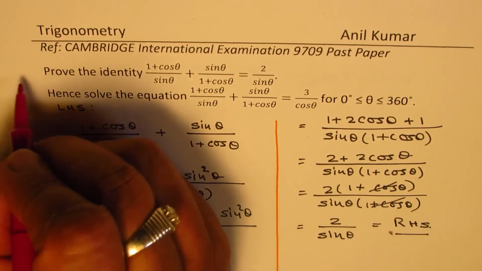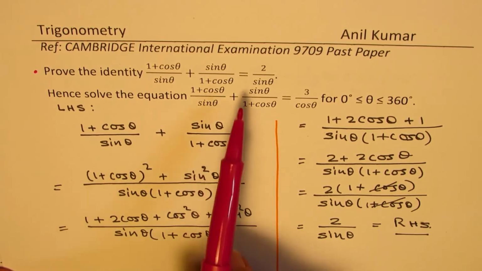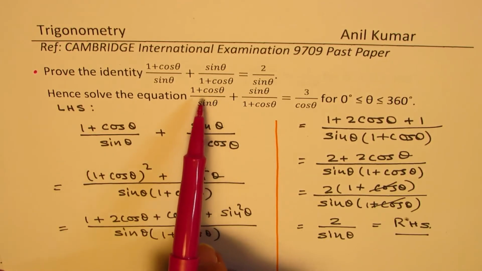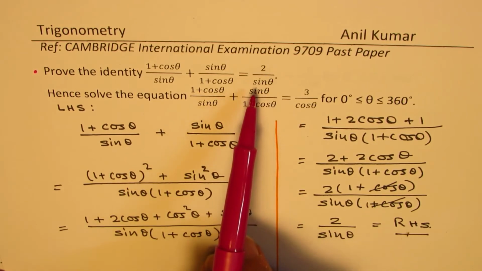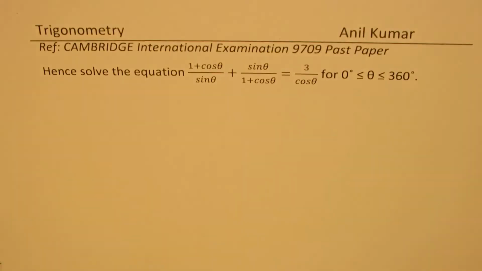So we have done part 1, which is proving this identity. Now we'll use this information to solve the given equation. So the left side is 2 over sin theta, correct? So let's take it on a fresh page and solve.